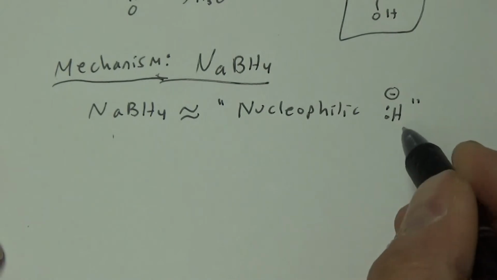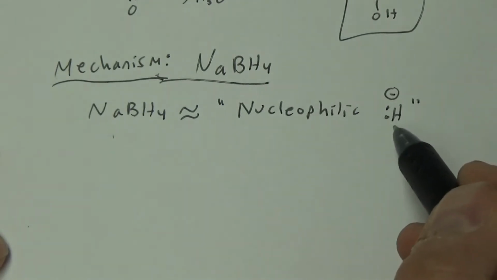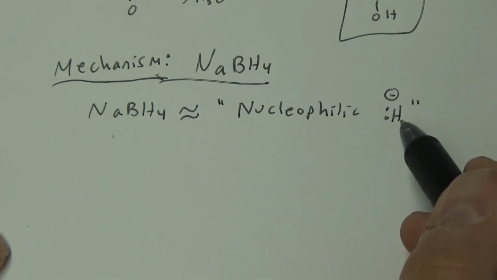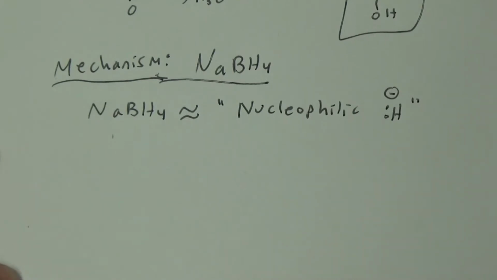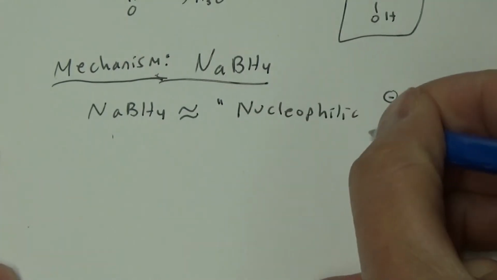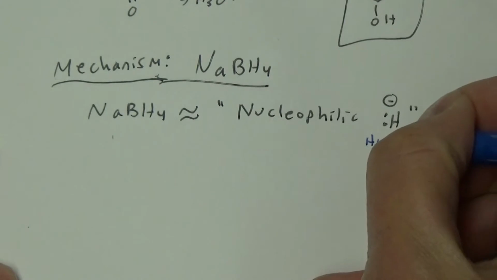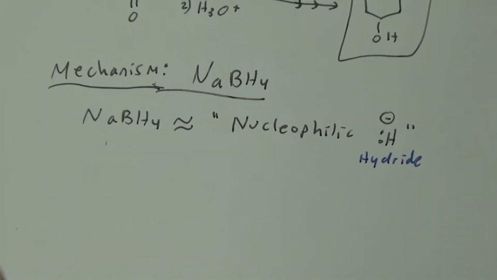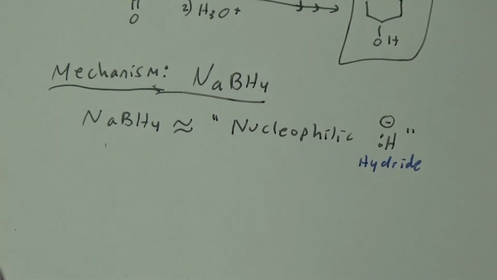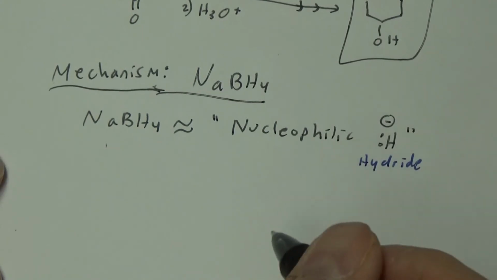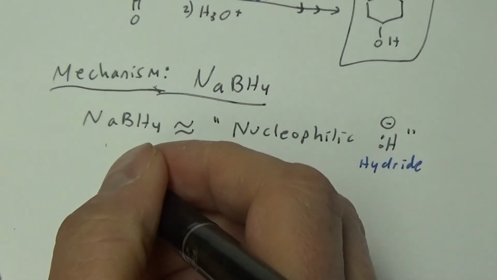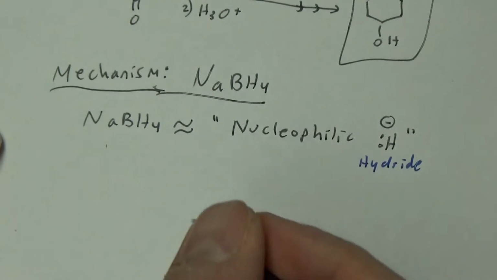It's called nucleophilic H minus. And what do we call H minus? It has a word, hydride, so you could also call it nucleophilic hydride. H with a lone pair and a minus charge is hydride. Okay, so let's do an example reaction and then look at the mechanism.